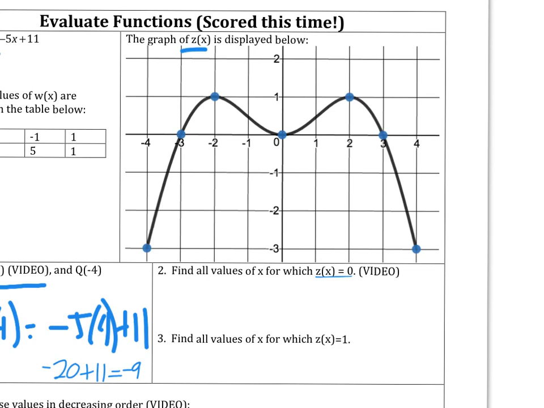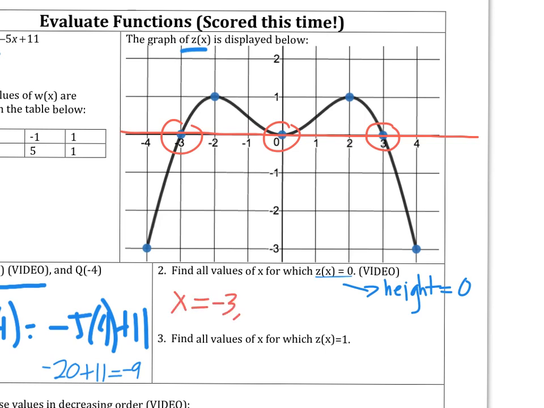So my interpretation there, z of x equals 0 means that the height is equal to 0. So I'm looking at my x-axis, that's where the height is 0, and I find 1, 2, 3 different places that that's true. So x equals negative 3, 0, and positive 3.